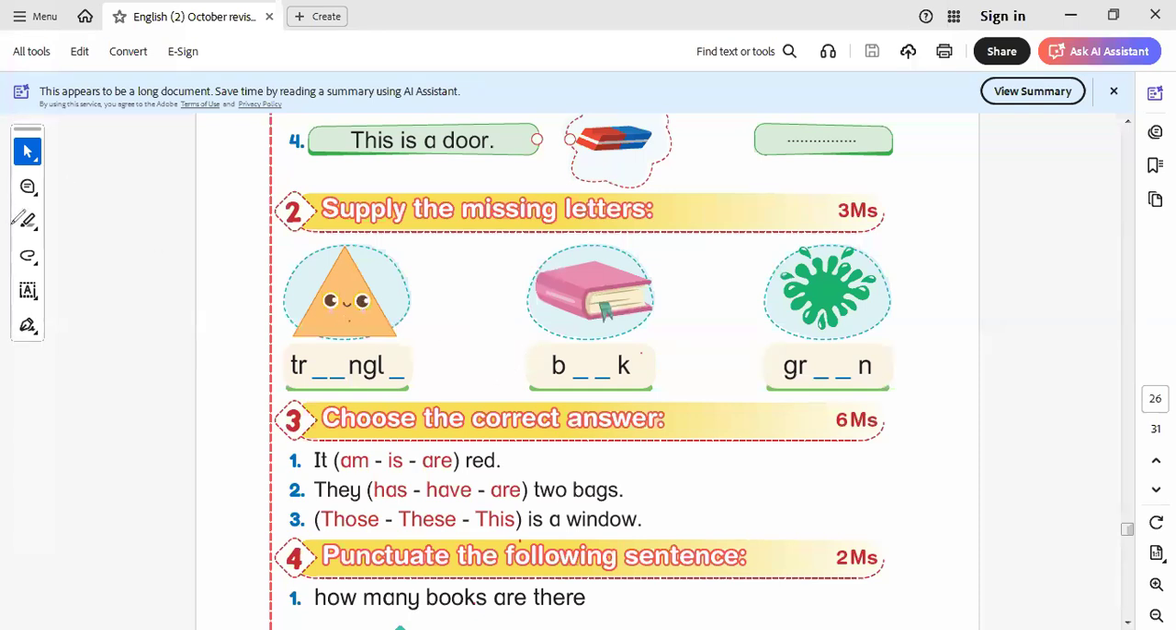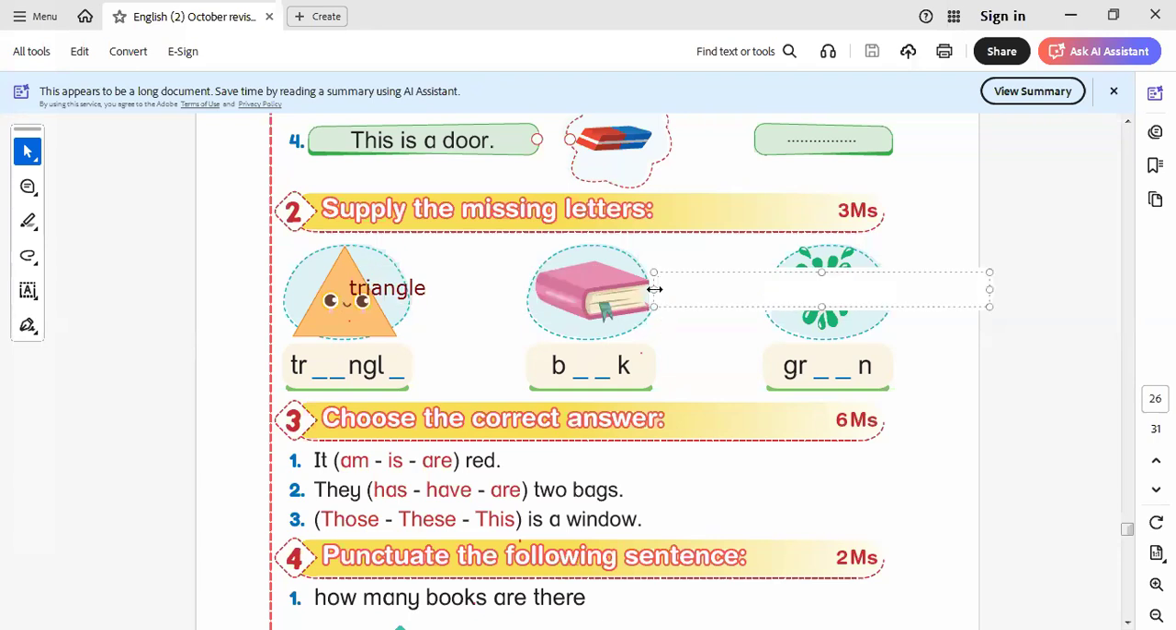It will be here triangle. How can I write triangle? I can write it like this. This is called triangle. So here we have TRANGLE. So here we have the missing letters. It will be I and A and E at the last one.